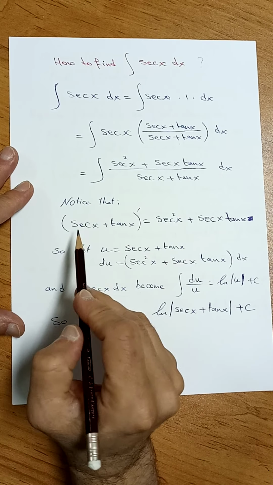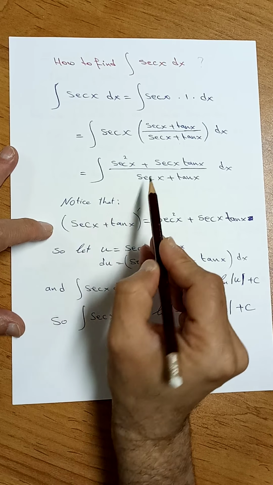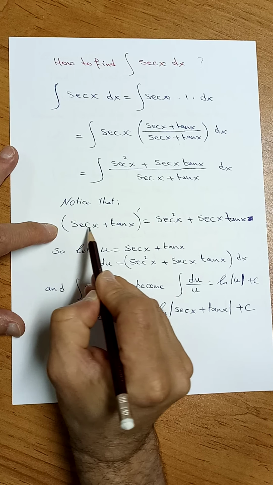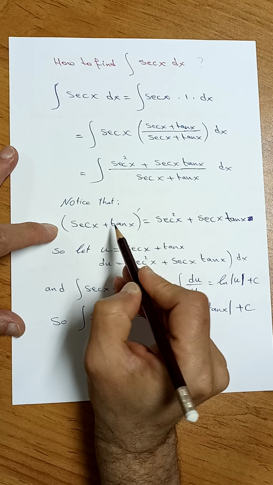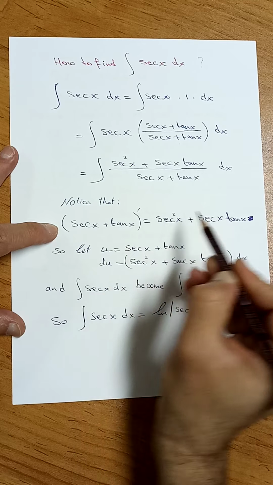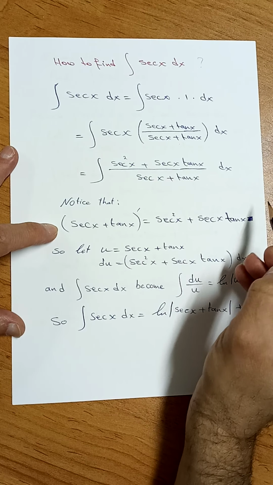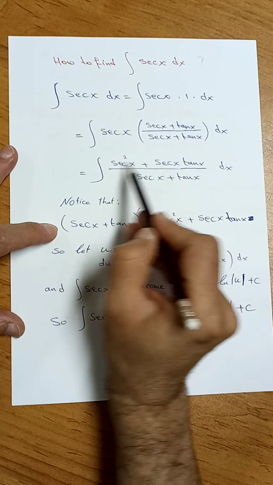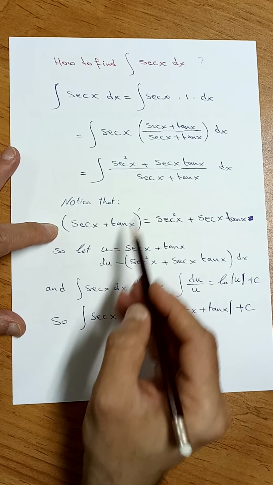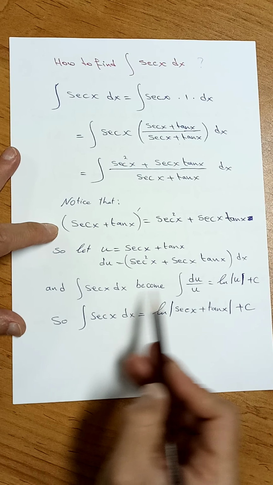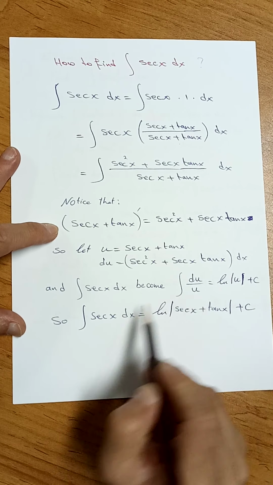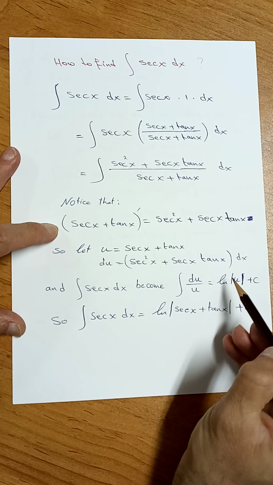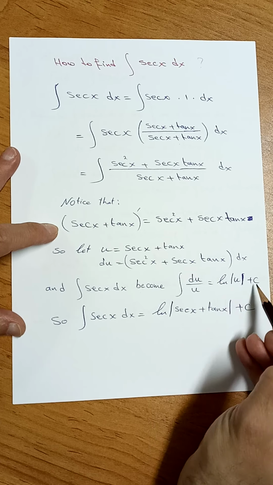Notice that the derivative of secant x plus tangent x is: the derivative of secant x is secant square x, and the derivative of tangent x is secant x into tangent x. Notice that it is the same as the denominator. It is the numerator of this fraction. So we can rewrite the integration as du over u, and the result of integrating du over u is ln u inside the absolute value plus c.